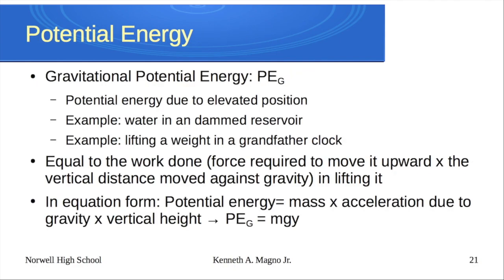We also have potential energy. Gravitational potential energy is the type of potential energy due to gravity. So if I lift something up above the earth, or above what we consider ground level, we have potential energy due to gravity, an elevated position. Examples of this are water that's dammed up in a reservoir, or a lifted weight in a grandfather clock. And in this case, the work here has to be equal to the force of gravity times the vertical distance we've lifted it. The vertical height or vertical distance we should consider y.